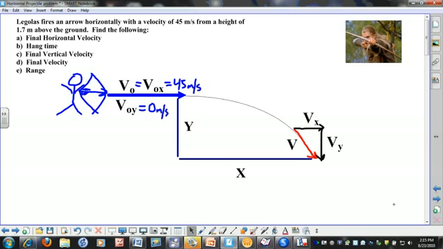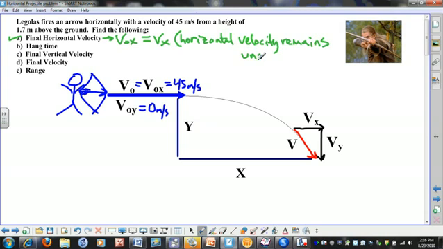Notice we already solved for A. On part A, V naught x always equals Vx. So the horizontal velocity remains unchanged. That's easy, just a concept you need to remember.